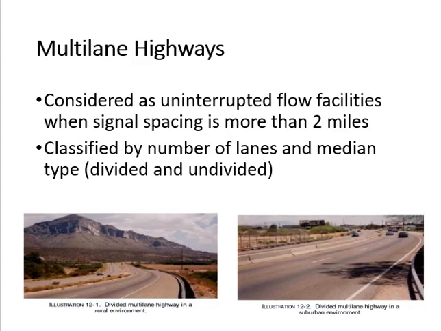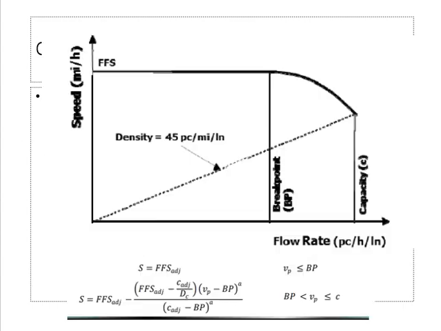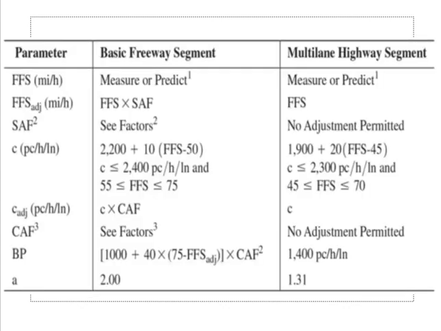In this chapter we are dealing with freeways and multilane highways, and in both cases we need the same curve, the speed-flow curve. The curve starts with a straight line up to the break point. After the break point it dips, and then it goes up to capacity. For the curve we find the equation, we find the speed using this equation, and the break point and the capacity are taken from here. You see the equation for the break point and the equation for capacity over here.